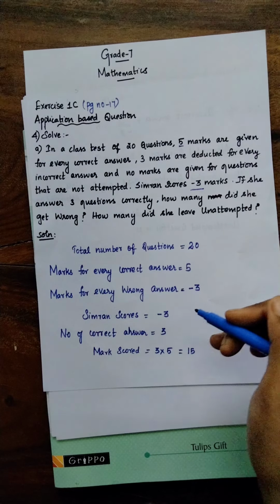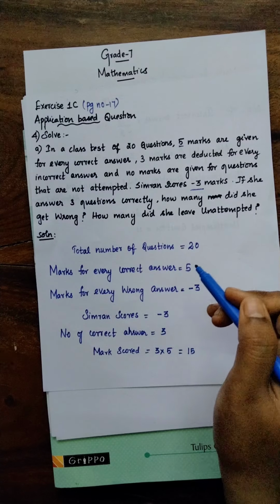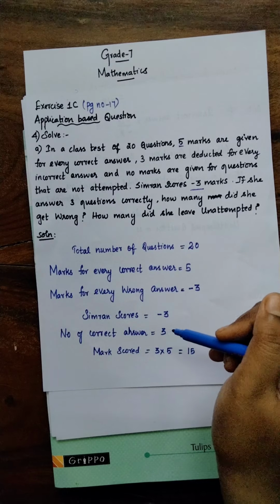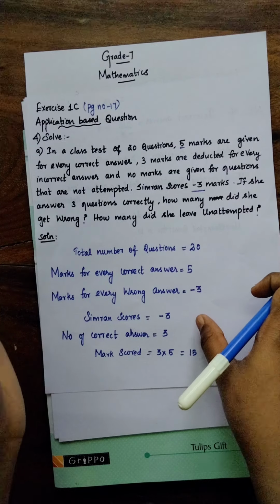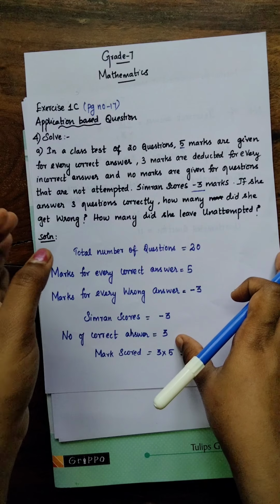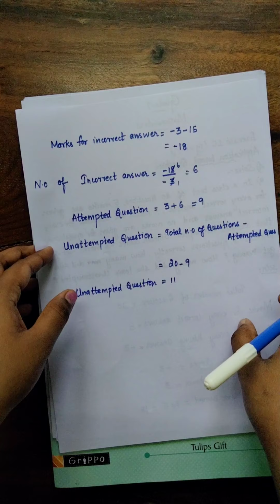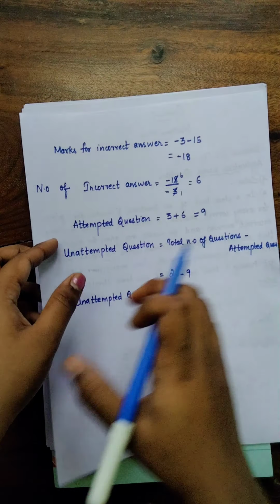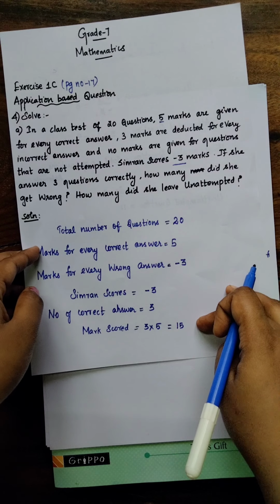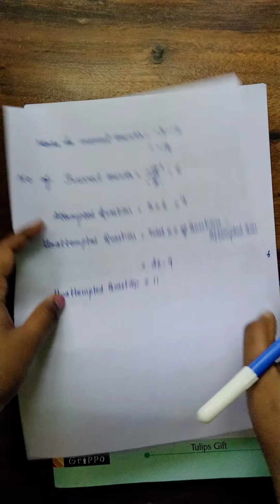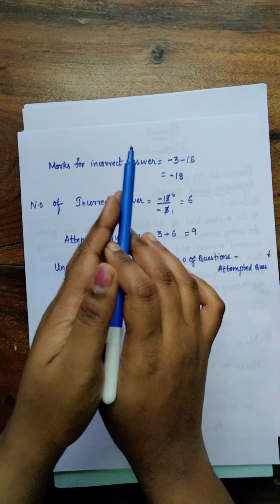First we have found the marks for correct answers. Mark score is equal to, for one question they are giving 5 marks. Simran wrote 3 correct answers. So 3 into 5 is 15. Next we are going to find marks for incorrect answers. How will you find? We know the total marks and marks for correct answers, right? So we are going to subtract both the marks. So minus 3 minus 15 is equal to minus 18. So this is the mark for incorrect answers.